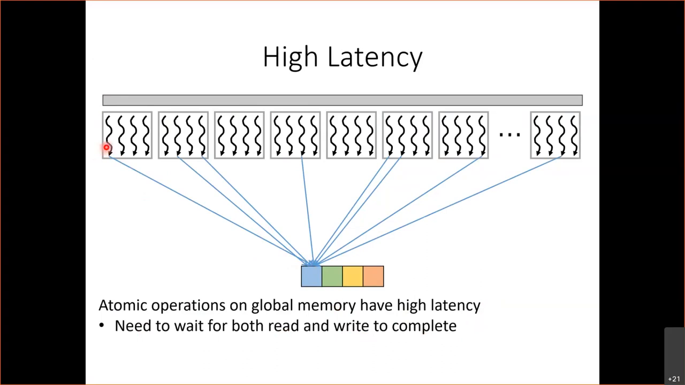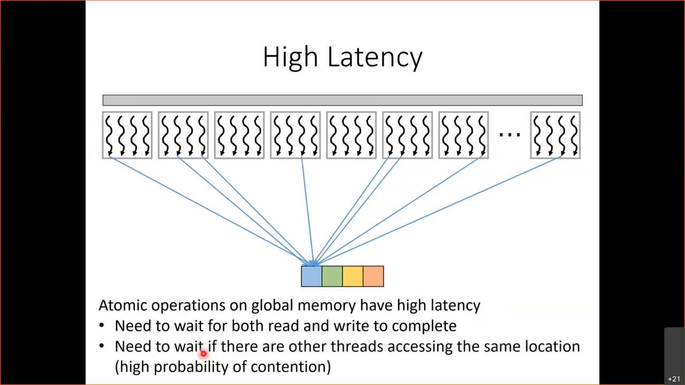And even worse, when all these different threads are trying to update the same global memory location, we need to wait if there are other threads accessing the same location, specifically if there's a high probability of contention. When this thread tries to update this memory location, it already takes long enough to read this value from global memory, modify it, and wait for it to get written back. Imagine that I also need to wait if there are 3 or 4 or 10 or 15 or thousands of other threads before me that are reading, modifying, and writing. I need to wait for all these other threads to read, modify, and write before I get the chance to read, modify, and write.